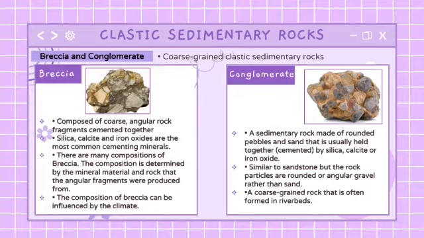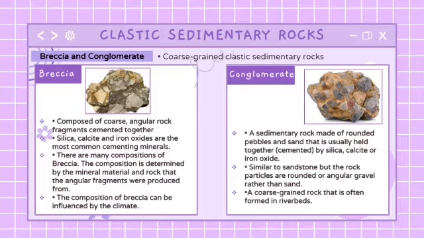Now let's go to the conglomerate. Conglomerate is composed of rounded gravel cemented together. Conglomerate is a sedimentary rock made of rounded pebbles and sand that is usually held together or cemented by silica, calcite, or iron oxide. It is a stone similar to sandstone, but the rock particles are rounded or angular gravel rather than sand.